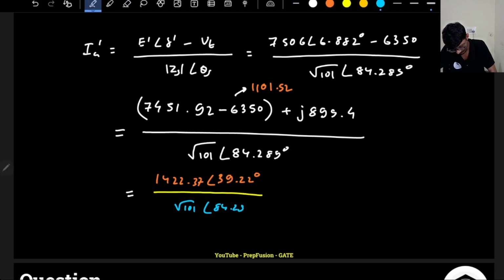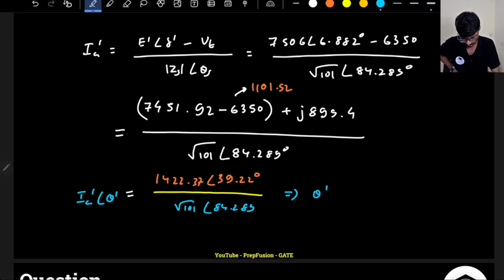From here I will get everything. I will get the current and the power factor angle. So this will be Ia dash theta dash, right? If I want to write this, it will be 39 minus 84.289. So theta dash comes out to be minus 45, which means it is lagging, and power factor will be 0.707 lag.